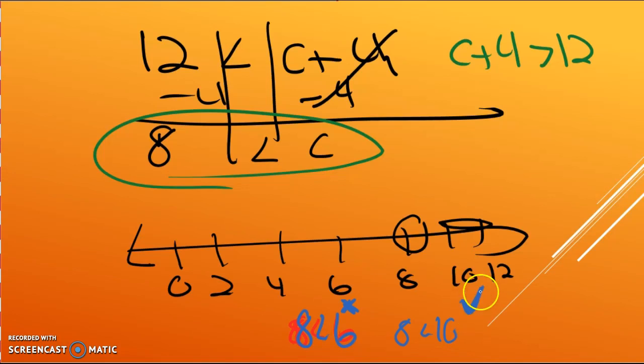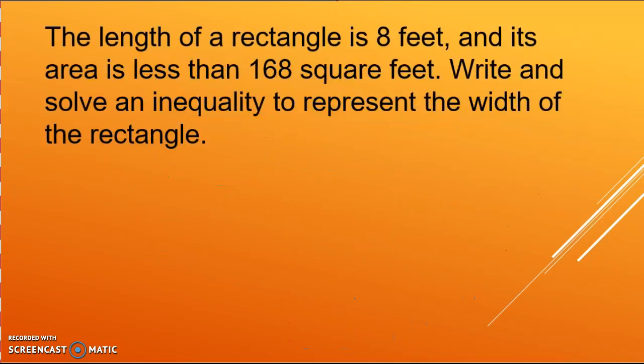And remember, like we said, we always want our arrow to go towards our check mark. So I'm going to go to the right here. So your graph would look something like this. Hopefully a little bit more neat than mine, but that's the general idea.